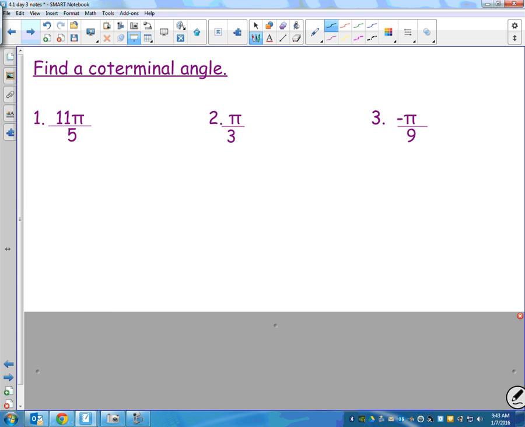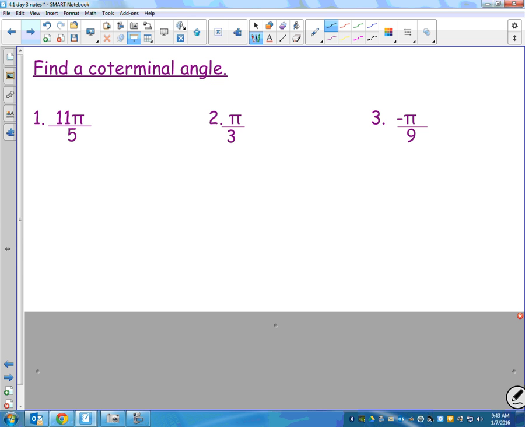Alright, so I just wrote find a coterminal angle. Sometimes I might ask you to find 2 coterminal angles. Again, there are infinitely many answers here, so your answer may be different than someone else's answers, but as long as you are adding or subtracting a multiple of 2 pi, that's what I think of.